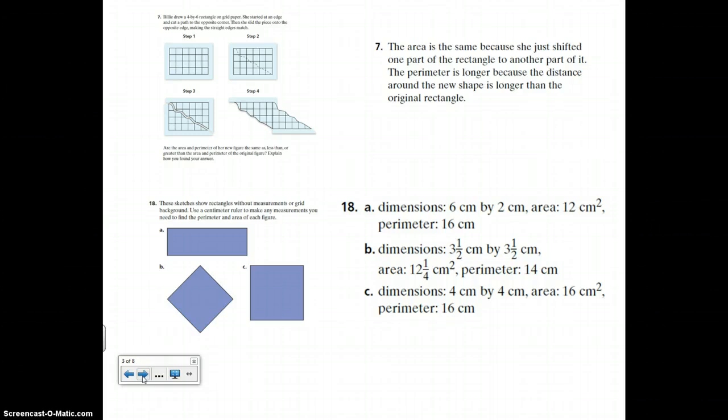Check that you have the correct areas, the correct units. B, 3.5 by 3.5 is the dimensions, so the area is 12 1/4 centimeters squared, and the perimeter is 14 centimeters. C, the dimensions are 4 by 4, so the area is 16 centimeters squared, and the perimeter is 16 centimeters. If I'm going too fast for you, you can always press pause and then just press play again when you're ready. Number 19, the area is 30 centimeters squared, the perimeter is 26.